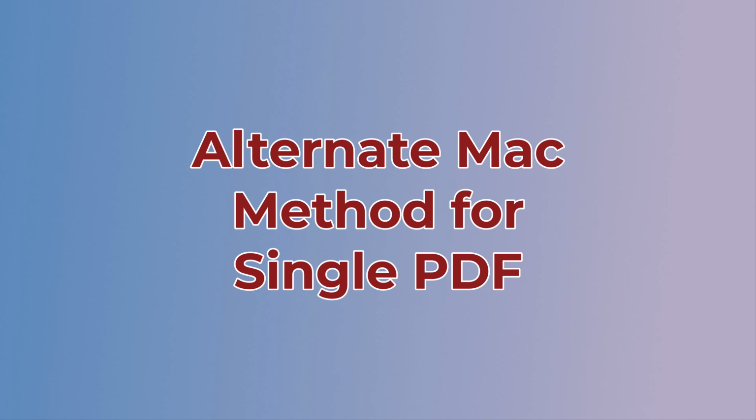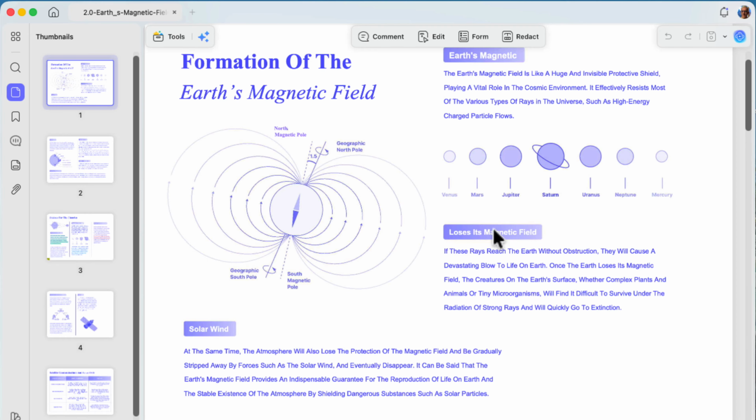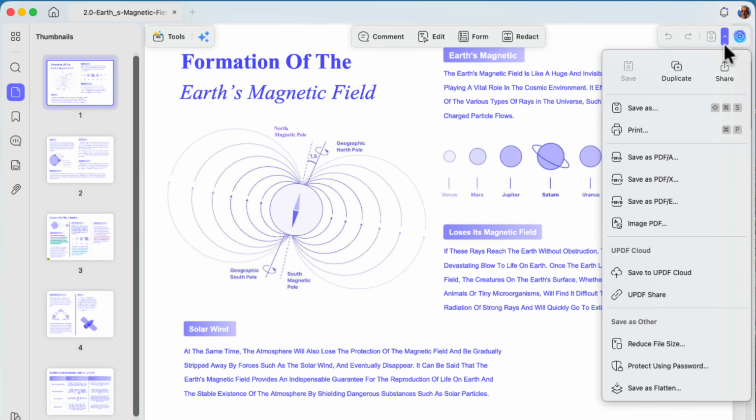With UPDF for Mac, you can also use another method to encrypt one or multiple PDF files. Let's see how we do that. Once you open a PDF, access the Print feature right here, or you can press Command-P keys in order to get to the print features.